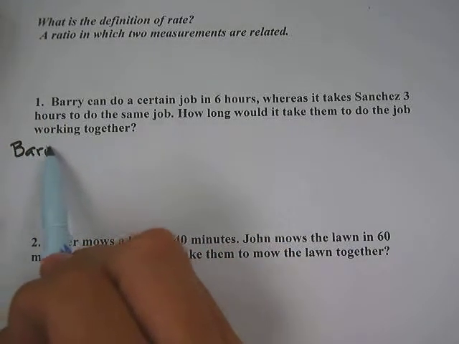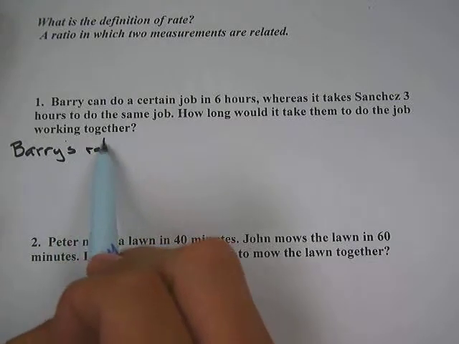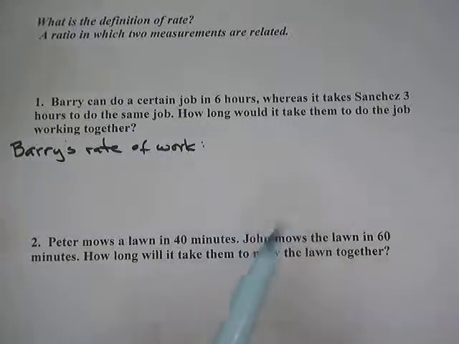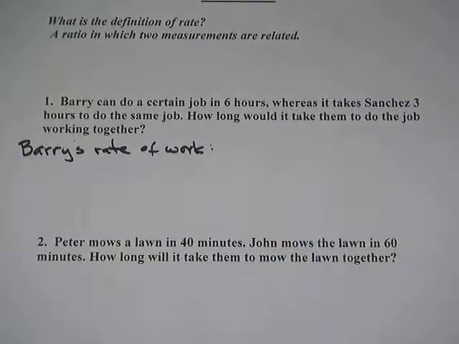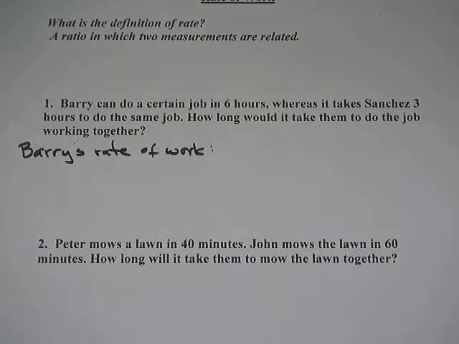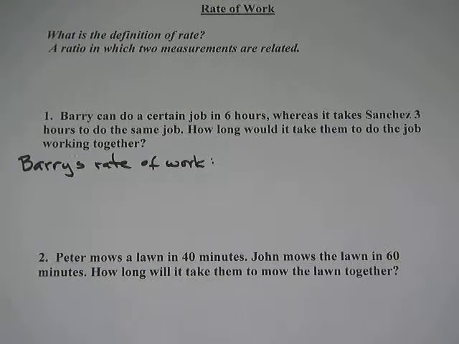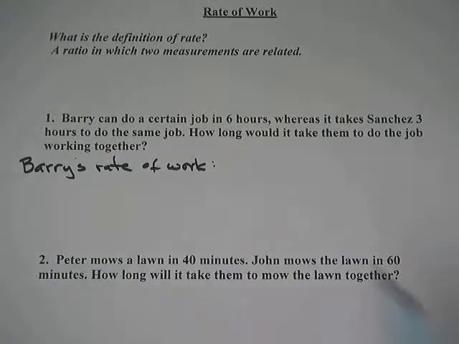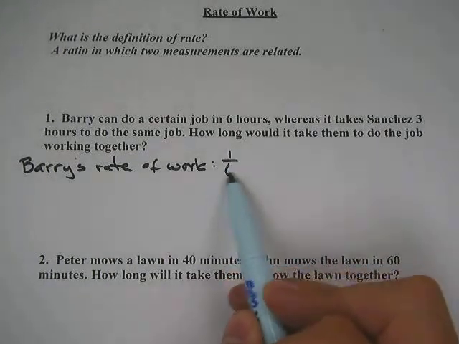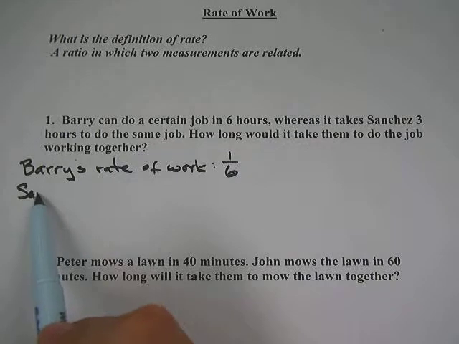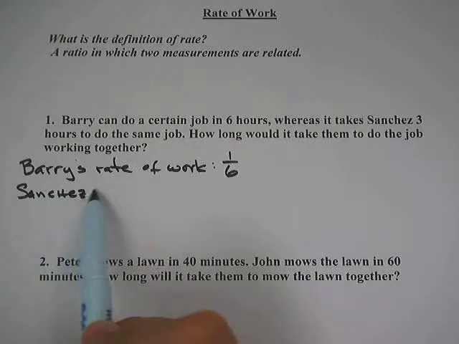So let's talk about Barry. So Barry's rate of work. In other words, if it takes him 6 hours to do the job, how much of the job could he do in 1 hour? Well, if it takes him 6 hours to do the whole thing, he can do 1/6 of the job in an hour.